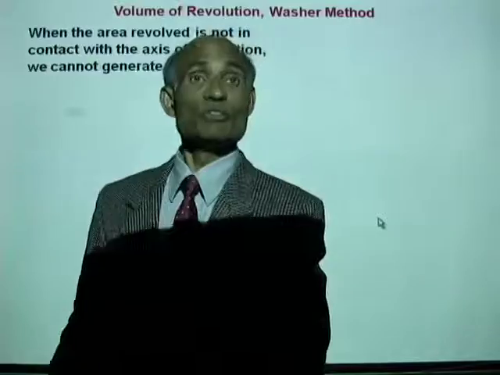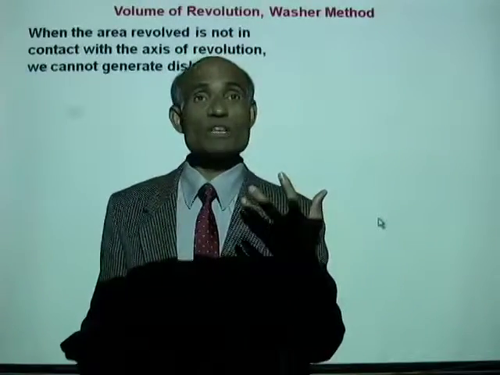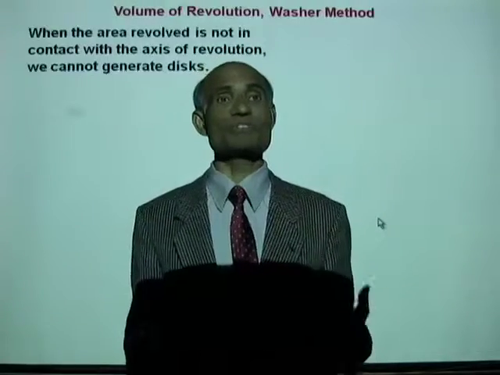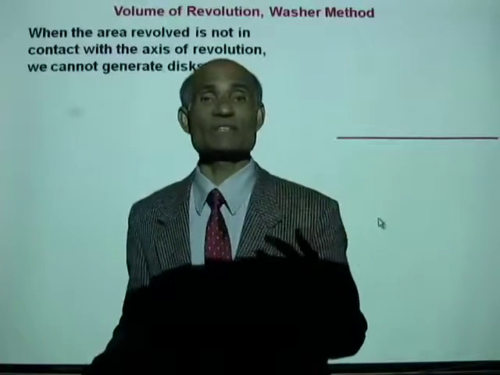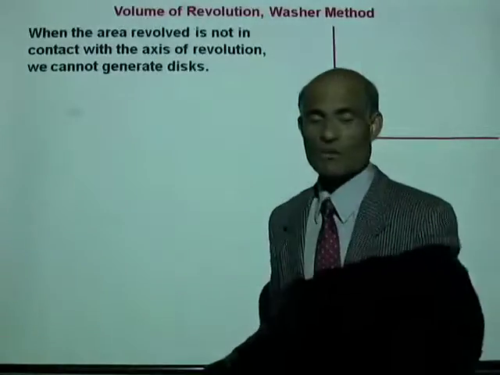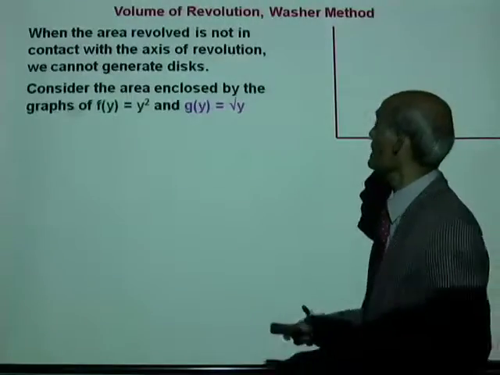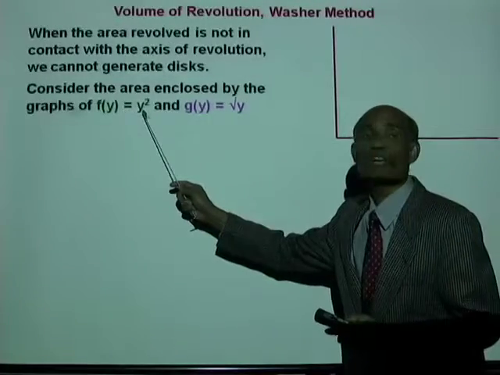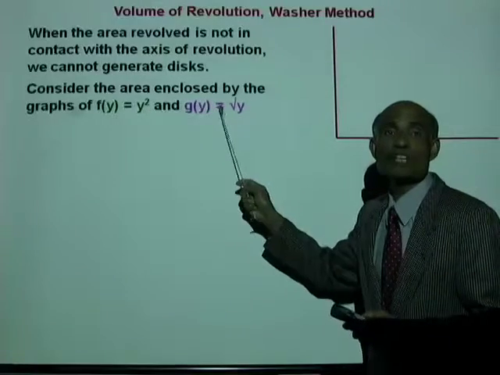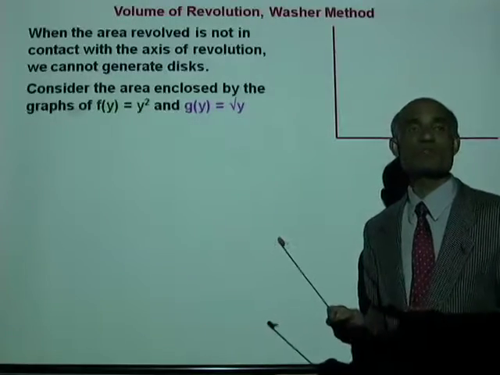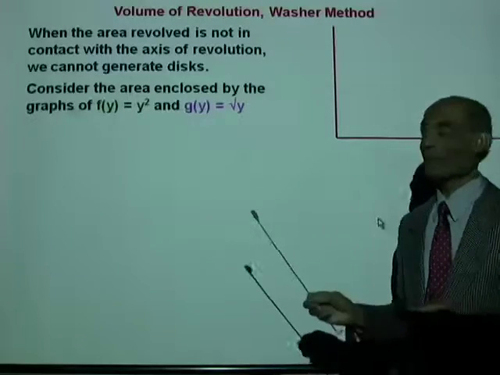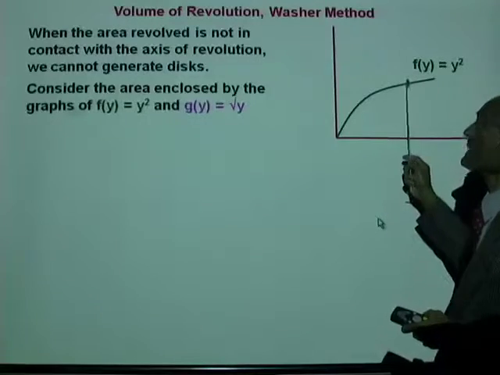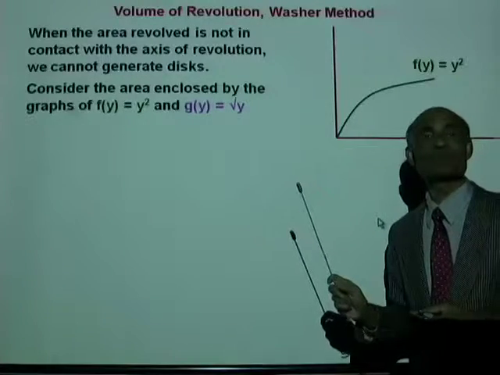Alright, so we said when the area revolved is not in contact with the axis of revolution, we cannot generate a disk. Now, let's take a look at one such example. Consider the area enclosed by the graphs of f of y equal to y squared and g of y equal to square root of y. They're functions of y. Alright? What is the graph of f of y equal to y squared? That is the graph of f of y equal to y squared.